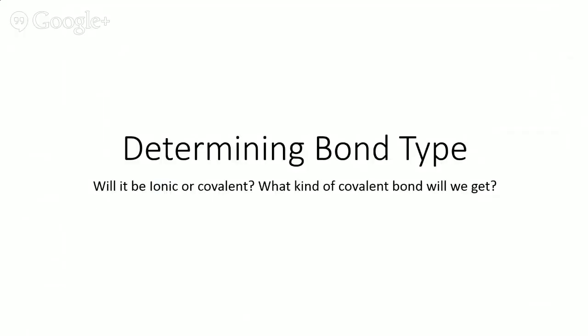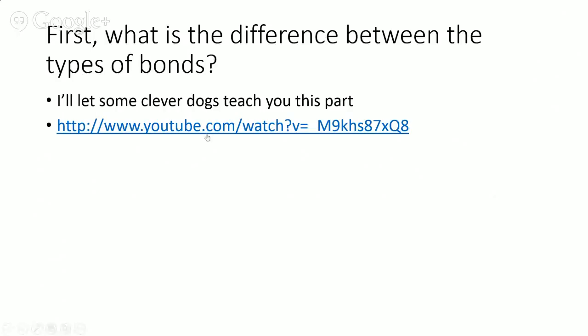Mr. Donahue here. Gonna go over how to determine bond type. If you add two elements together and they react, what kind of bond will you get? Will it be ionic, covalent, or what kind of covalent bond will you get? All right. So first, what is the difference between these things? What's the difference between the kind of bonds?